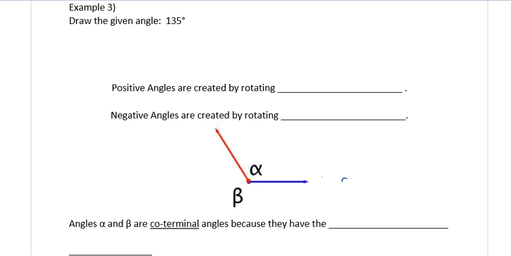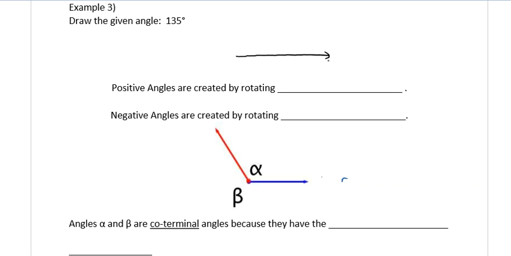Picking up with lesson 7.1 where I left off last class. So, example 3. Lesson 7.1 is all about angles. Example 3: draw the given angle, 135 degrees. Whenever I draw an angle, I'm going to draw it in what's called standard form. So I'm going to start with that initial ray along the positive x-axis.